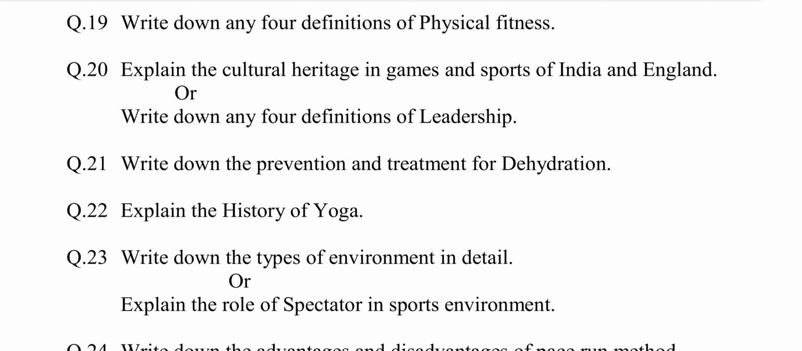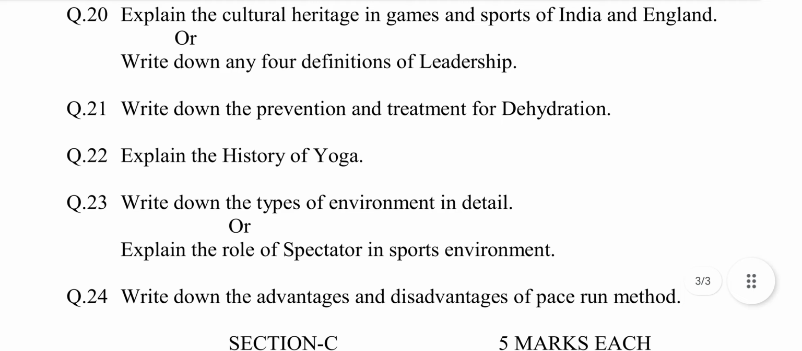Question number 20. Explain the cultural heritage in games and sports of India and England. This question is selected from chapter number 3, Sociological Aspects of Physical Education. The answer may be: cultural heritage of India. Activities like wrestling, sword fighting, and other activities resembling martial arts were patronized by the rulers even during Mughal period. Physical activities received due attention and were promoted by Mughal rulers.